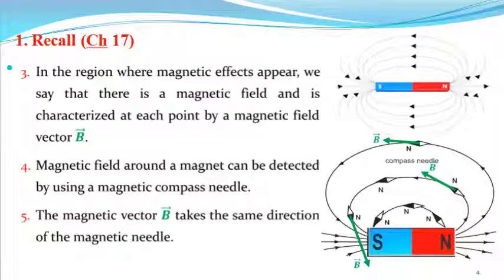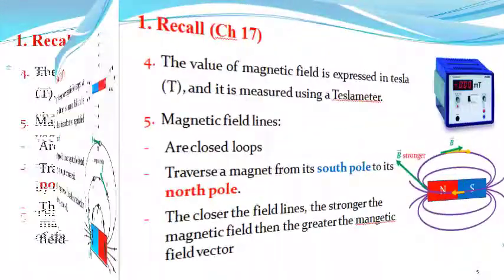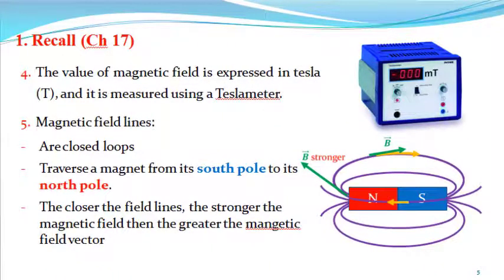The magnetic field around a magnet can be detected by using a magnetic compass needle. This is the magnet. This is the magnetic compass needle. The magnetic vector B takes the same direction of the magnetic needle, as you see in this figure. The value of a magnetic field is expressed in Tesla, which has a symbol capital T, and it's measured using an instrument called Tesla meter.